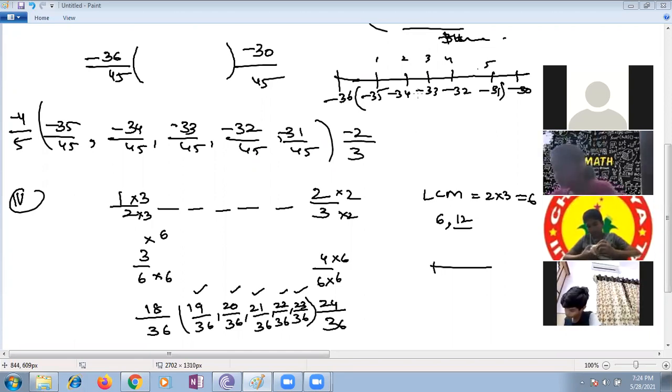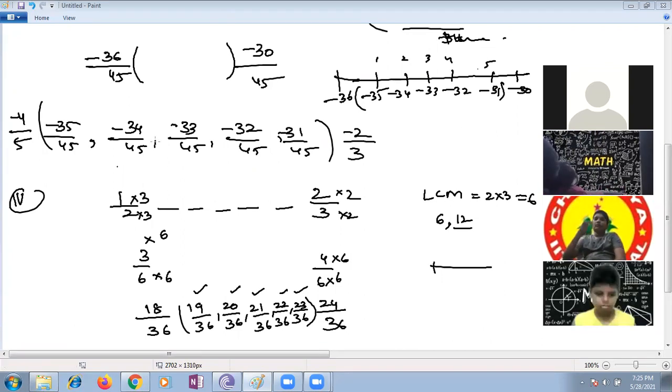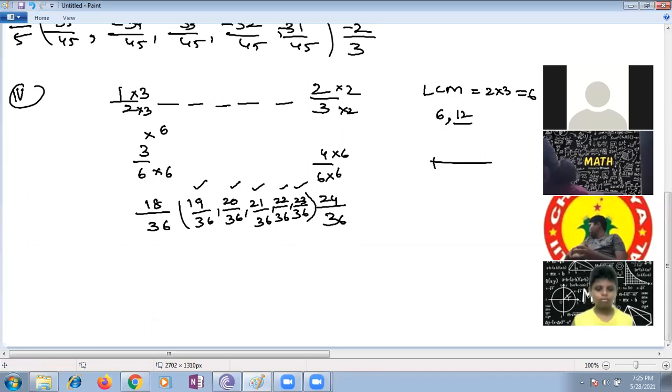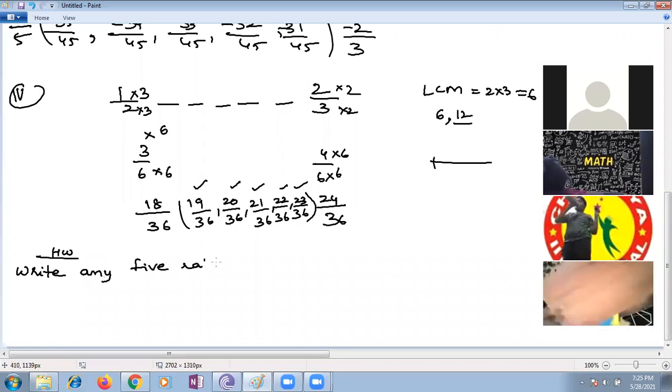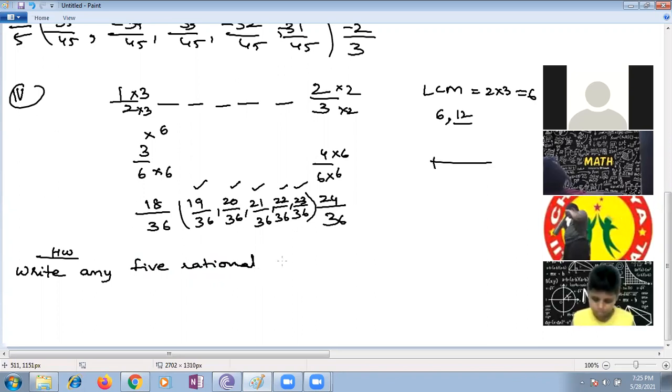Write down, children: in rational numbers, find 5 rational numbers between 1 by 2 and 1 by 3. Ma'am, you can note it in Paint, ma'am. Yes, I will write it down. Your homework is to write any 5 rational numbers in between.